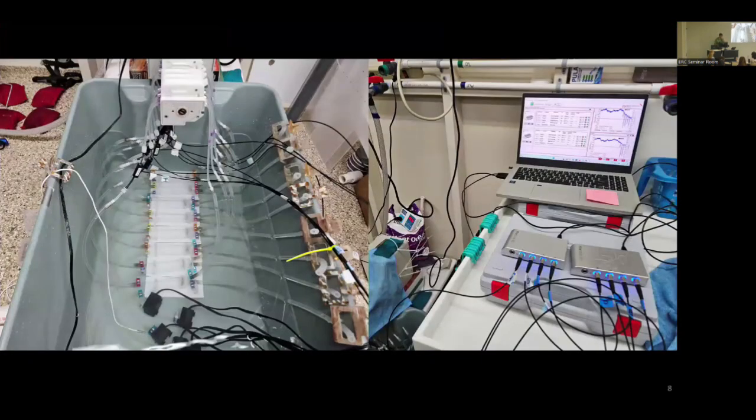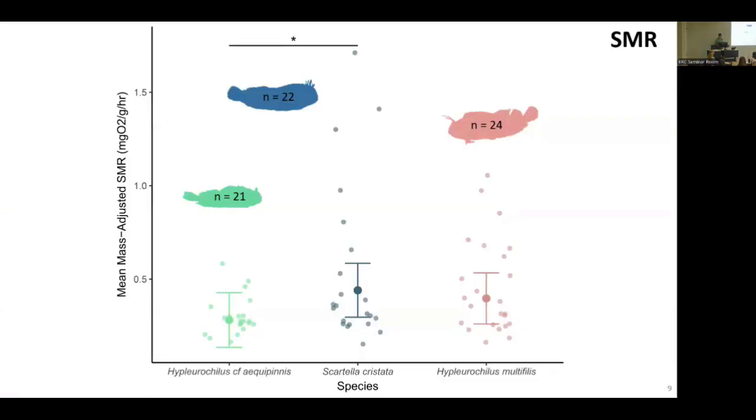So to measure metabolic rate, I used a technique called intermittent flow respirometry, which is a complicated way of saying we measured the rate at which they consume oxygen as a proxy for metabolism. On the left here, you can see the glass chambers where the fishes sit, and we use a series of fiber optic oxygen probes to measure their consumption rates. And here's what we found. So all of these graphs are mean mass adjusted metabolic rates. So this is milligrams of oxygen consumed per gram of fish mass per hour.